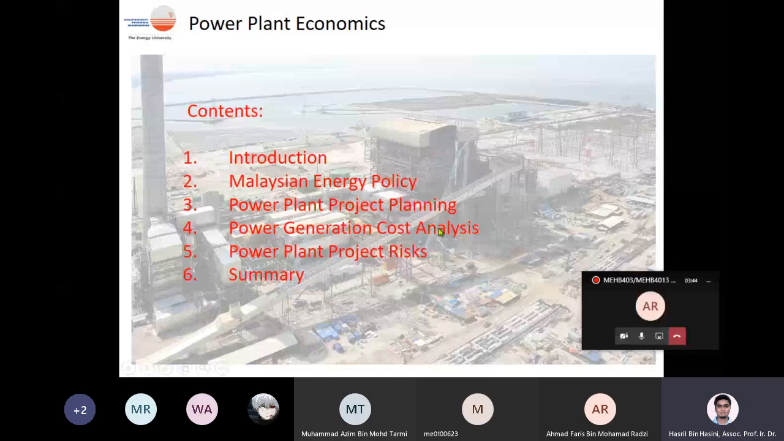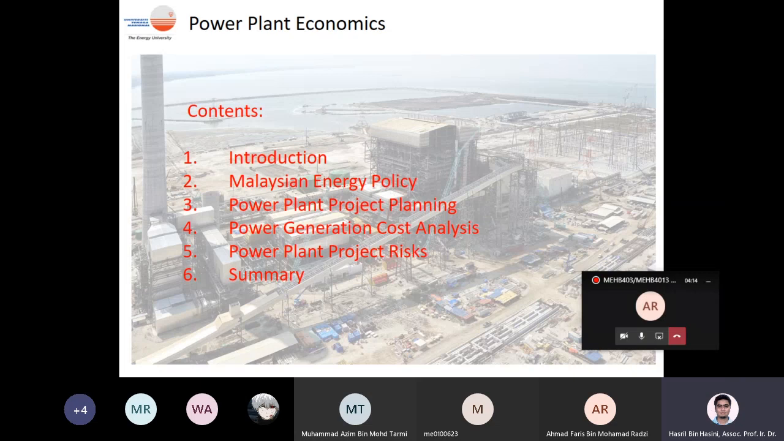Okay, the summary of the content: we'll go through the introduction, and then we will look at all the policies that we have in Malaysia. We have so many policies regarding energy, and also the Act, then power plant project planning, some generation cost analysis, power plant project risk, and also the summary.